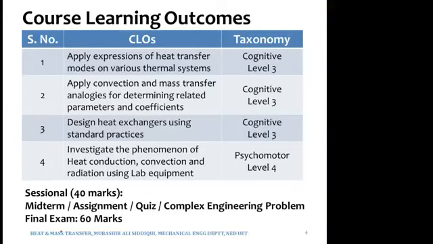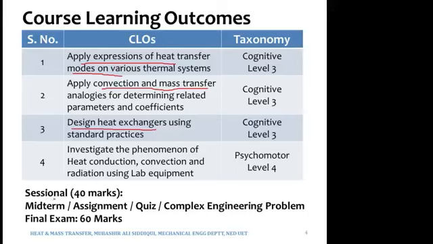Now the course learning outcomes. There are 4 course learning outcomes that are listed over there. The first one is regarding the modes of heat transfer, and the second one is regarding convection and the analogy between convection and mass transfer. The third course learning outcome is regarding the heat exchangers. The fourth one is regarding the labs.